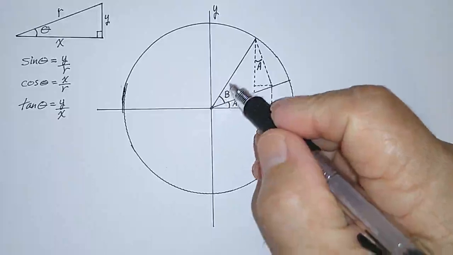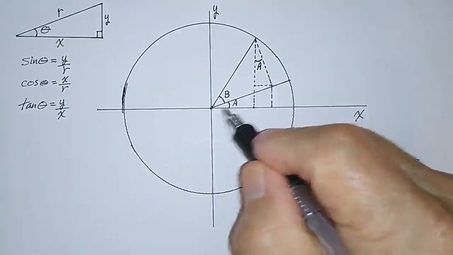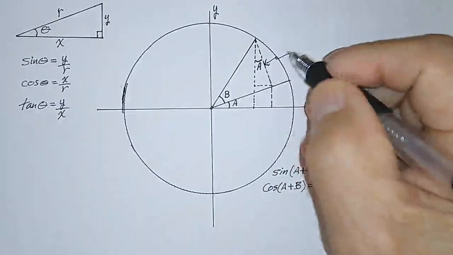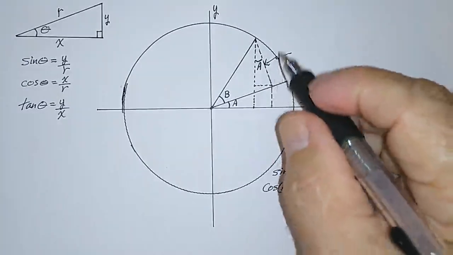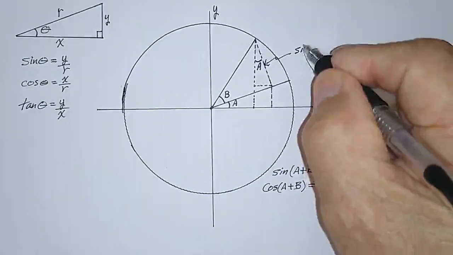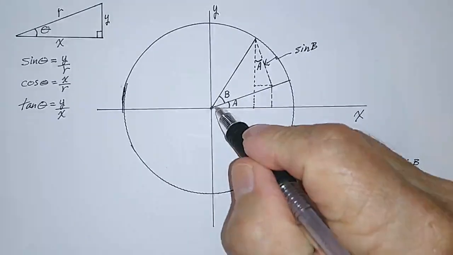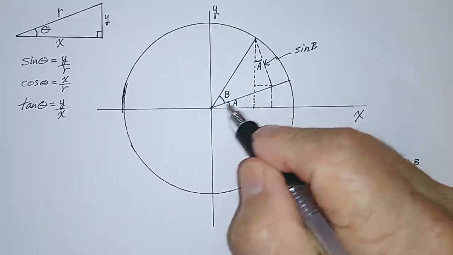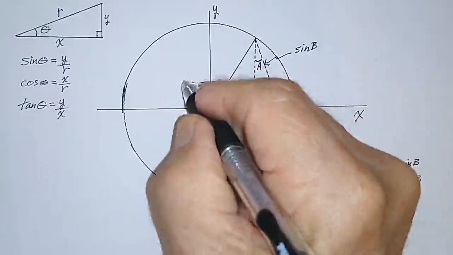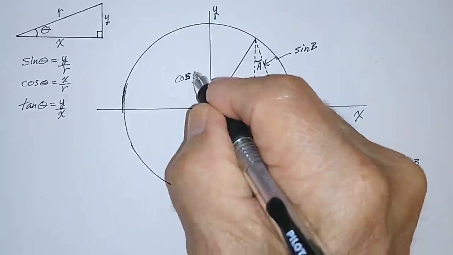Now just looking at the B angle, here's the right triangle associated with B. So I can say that this side over here, looking at this right triangle, the side opposite, is the sine. So this is the sine of B. And this side right here is the cosine of B. I'll label it like this. This is the cosine of B.